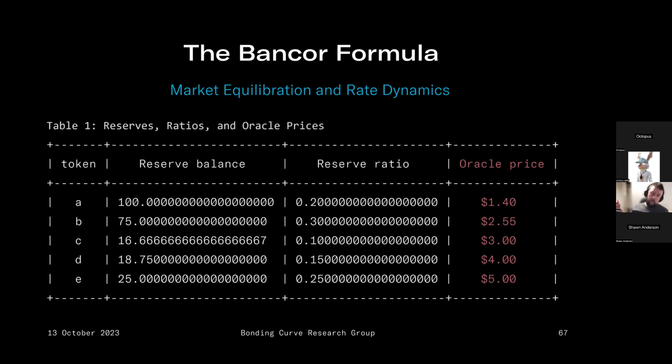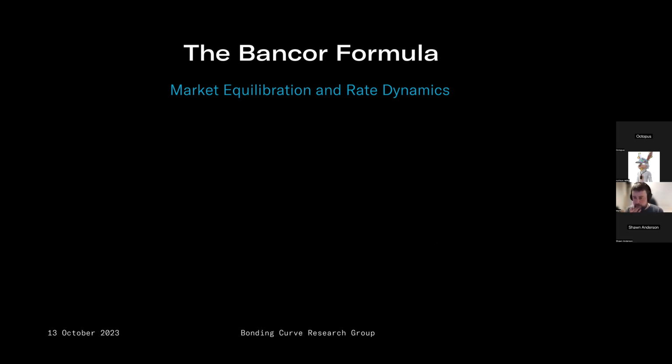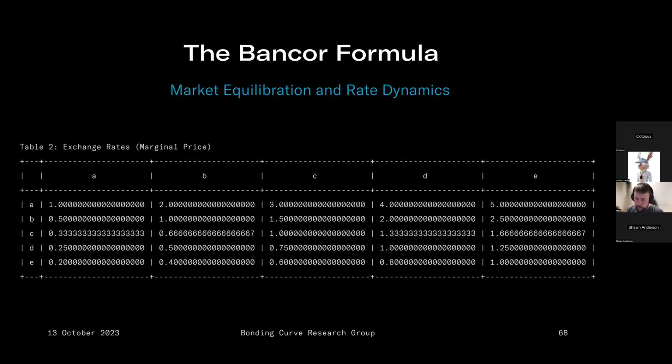So imagine that we create a liquidity pool with these 5 assets, A, B, C, D, and E. And we've got the reserve balances here. We've got their reserve ratios. And I've just made up some Oracle prices. There's nothing special about these numbers. I've got them in red because I've deliberately made sure that these prices don't match the marginal rates between any of these assets. And if you want to verify that for yourself, this is the exchange rate matrix.